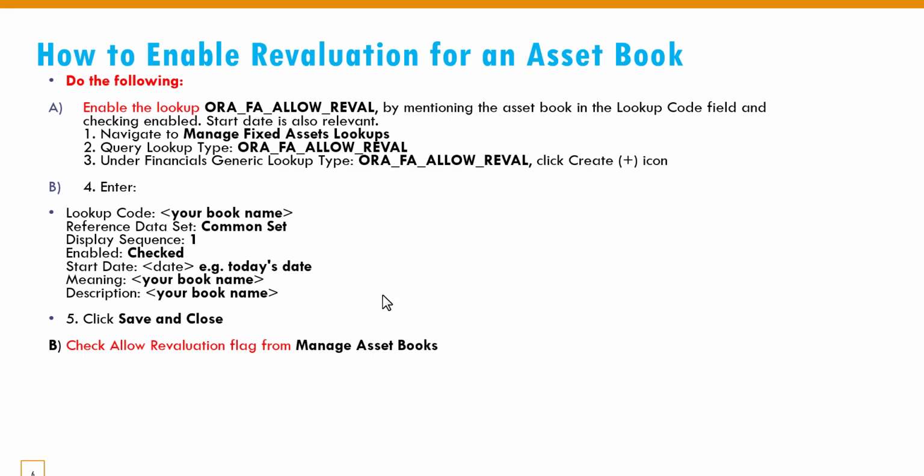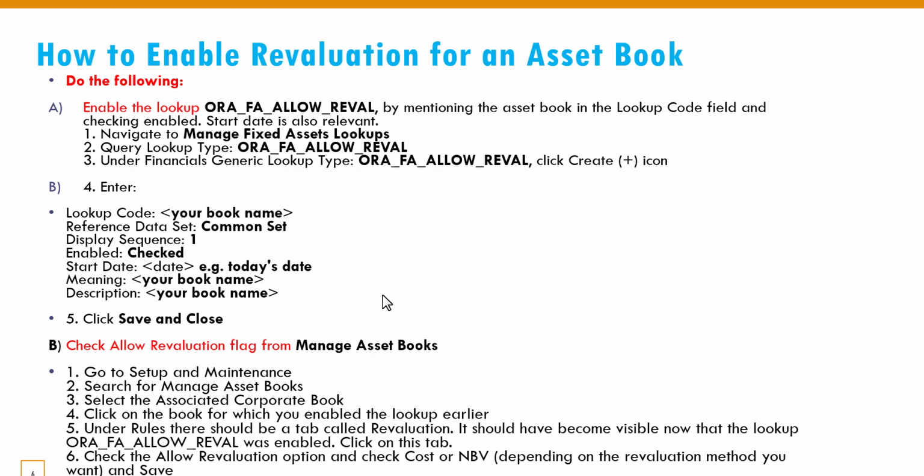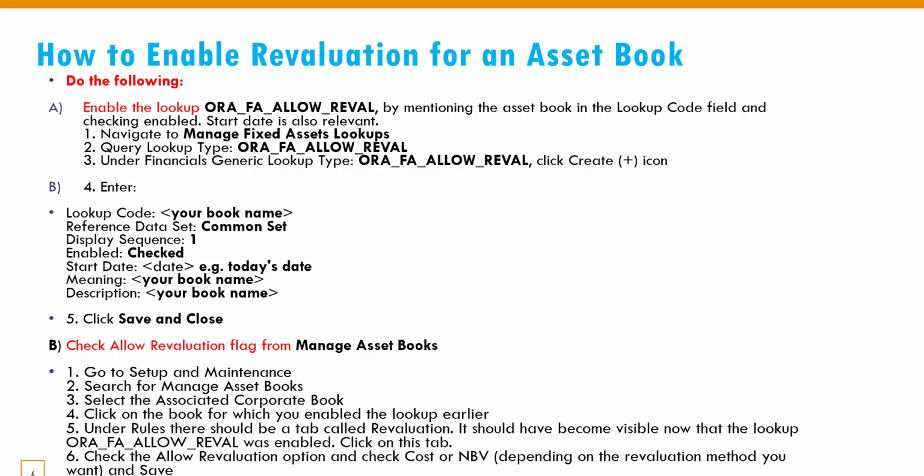Check the allow revaluation flag from Manage Asset Books. Go to setup and maintenance, search Manage Asset Books, select the associated corporate book, and click on the book for which you enabled the lookup. Under rules, there should be a tab called revaluation. It should have become visible now that the lookup ORA_FA_ALLOW_REVAL was enabled. Click on this tab and check the allow revaluation option, and check cost or net book value depending on the revaluation method you want, and save. Now let's get into the application to show you how to enable the lookup for the asset book and how to set up the revaluation for an existing asset book.